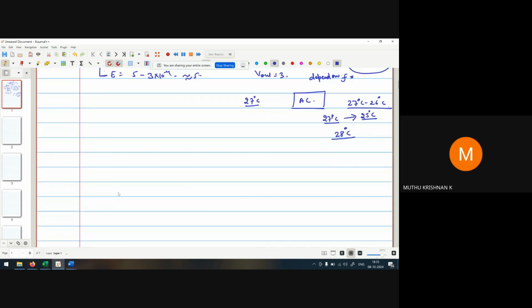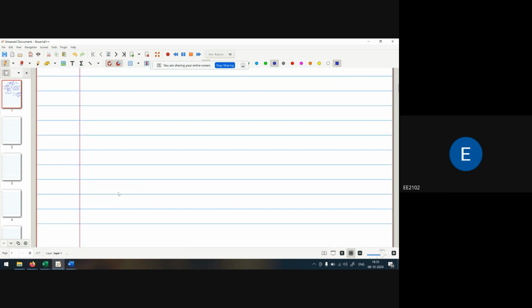So this is a simple tricky question. The question is easy, but the approach is different.